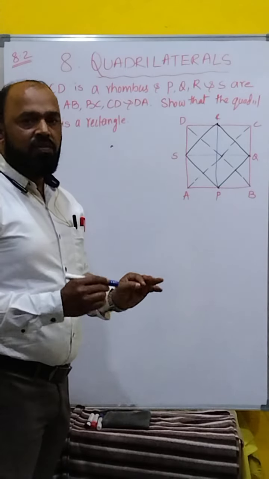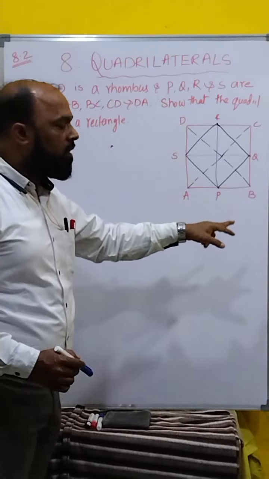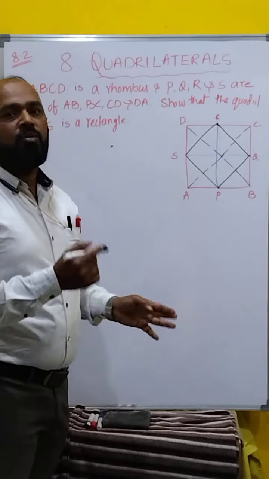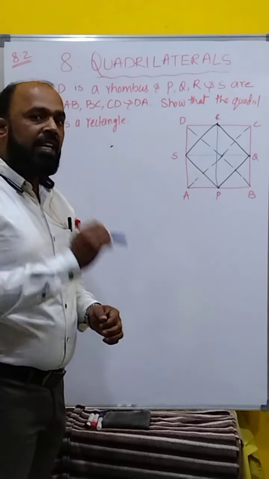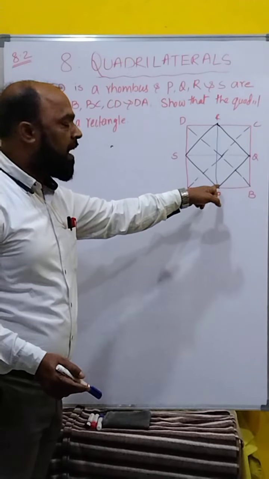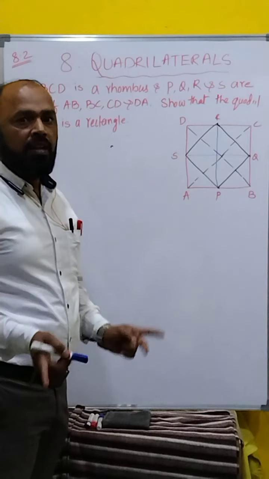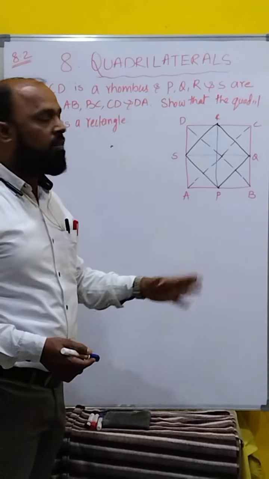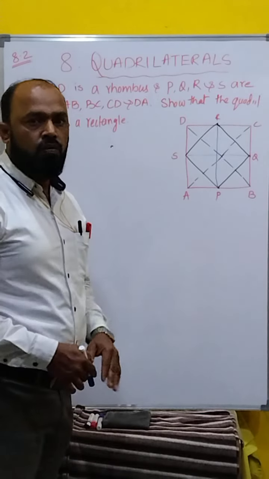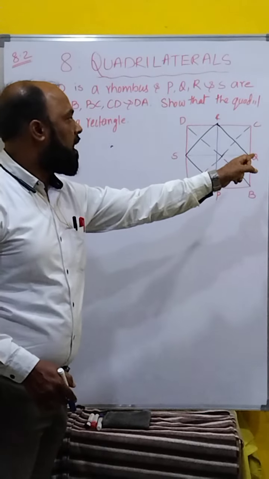Clear children? It's a very simple thing using the midpoint theorem. In question number 1 already we proved PQRS is a parallelogram. The parallelogram we have to prove is a rectangle. It is possible when we prove one angle is 90 degrees. Otherwise, in a parallelogram, if diagonals are equal, then it is a rectangle. That is a simple thing. We will go for that only. 2-3 methods are there, anyone you can follow. I will prove it here: PR is equal to SQ.